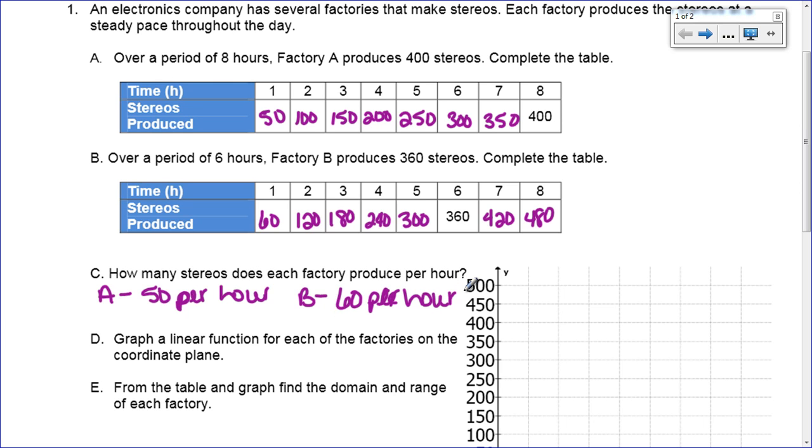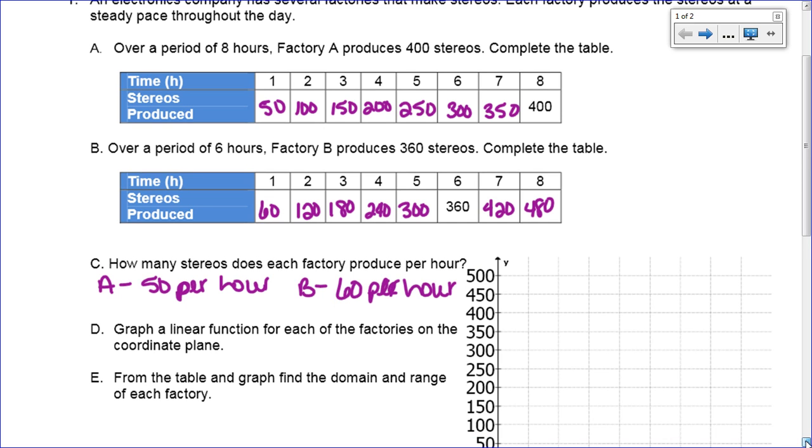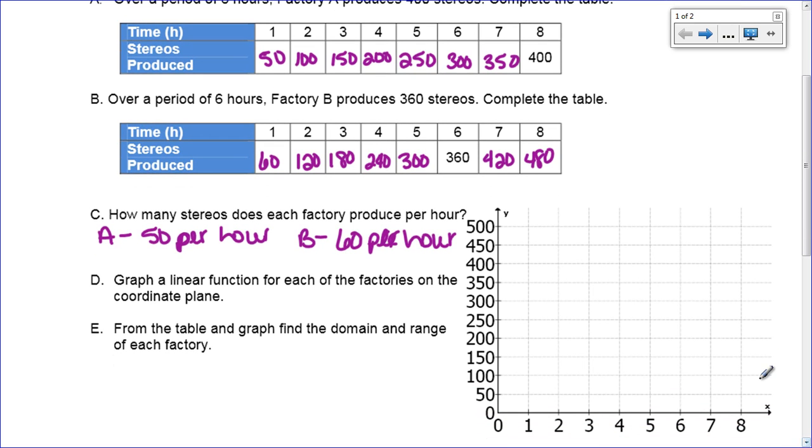So now we're going to graph a function for each of the factories on the coordinate plane. So we're going to graph what we know. We're going to just take these points and plot them and graph them. We're going to do them in two different colors. We'll do Factory A in purple, and we'll do Factory B in red so we can see the difference. Factory A at time 0 had made 0 stereos. Same with Factory B, time 0, 0 stereos. That's going to be important. So they both start right here at 0, 0.